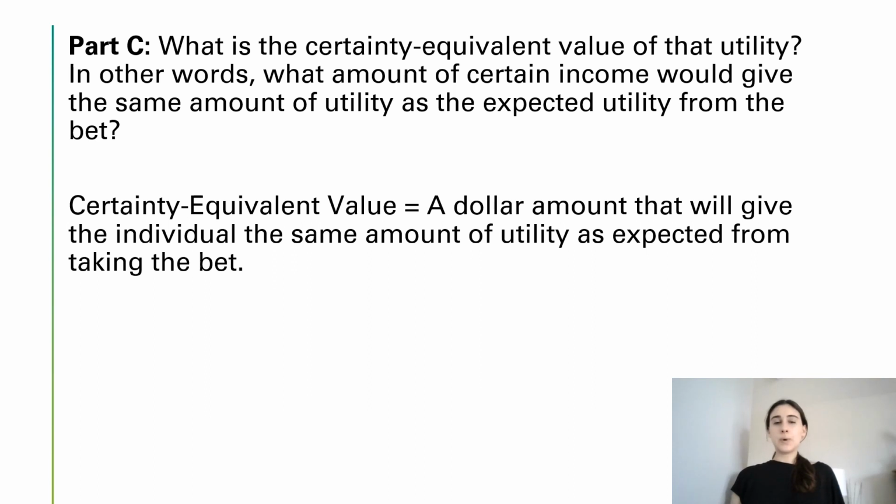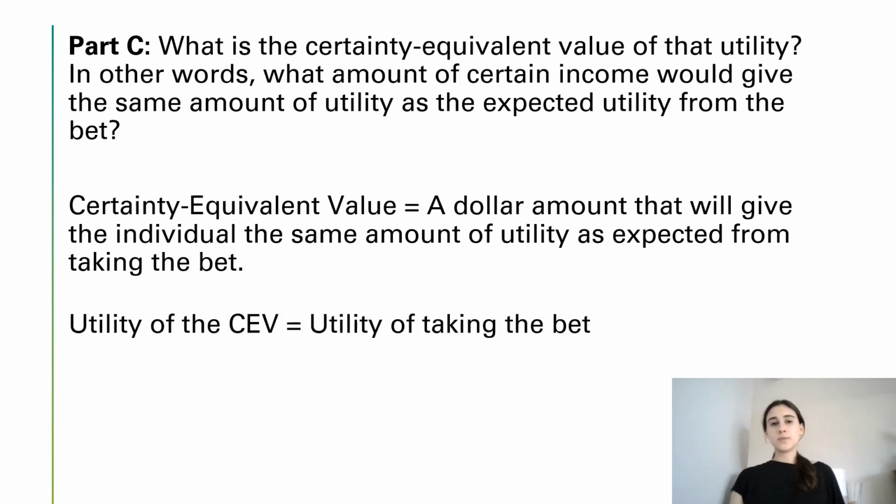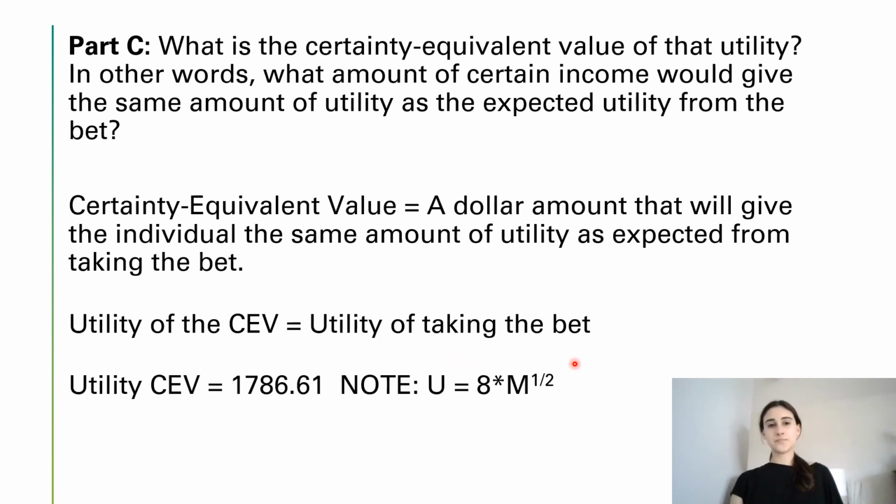So now let's go back to the question. We have to find a dollar amount that is equal to the amount of utility of taking a bet. In other words, if we take a dollar amount and convert it to util terms, it should equal the utility of taking the bet. So let's put the CEV into util terms. To do so, we will use this equation. U equals 8 times m to the 1/2, where we're going to replace u with the utility of taking the bet and solve for m, which will be our CEV.